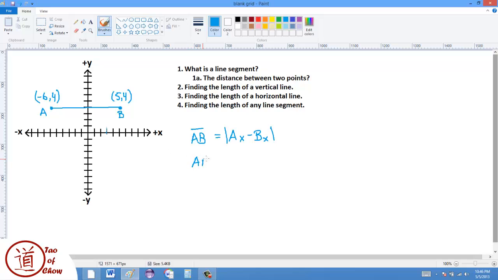So the length from A to B is A x, which is negative 6, minus B x, which is 5, and we take the absolute value of those. So this is the absolute value of negative 6 minus 5, which is negative 11, and then AB is equal to positive 11. And that's really it. Now when we get through this, we can get to the third part here, or part 4, I guess, and part 4 is a little bit tougher.